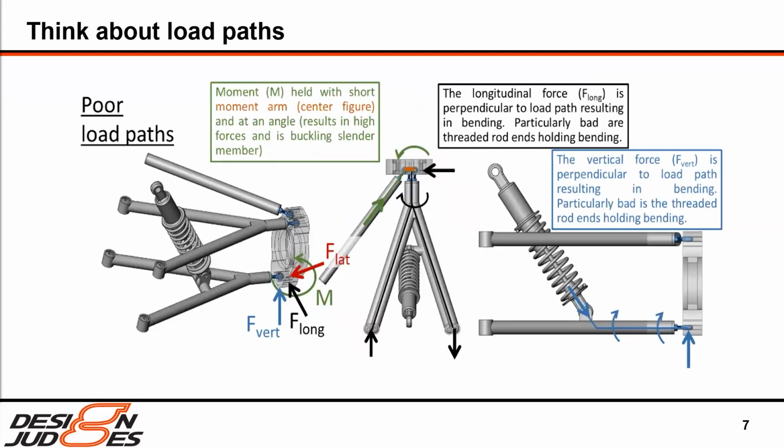So the next thing I want to talk about is thinking about your load paths. Strong and stiff designs with little mass require careful consideration of the loads that you're holding. The suspension I show here, which doesn't do a good job of considering load paths, has three forces acting at the center of pressure on the tire: vertical, longitudinal, and lateral force. Because that center of pressure might not be in line with the axis at which the upright pivots, which you call the kingpin axis or steering axis, it's going to be offset.